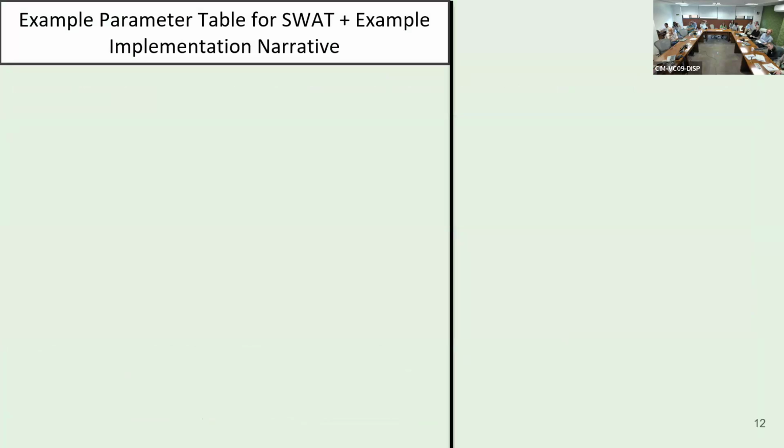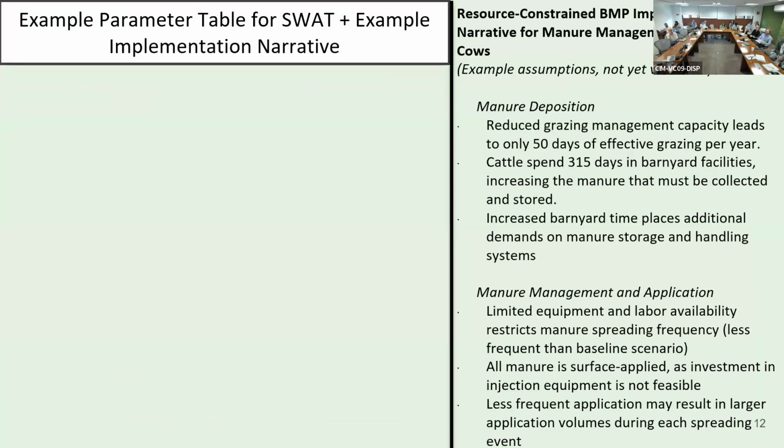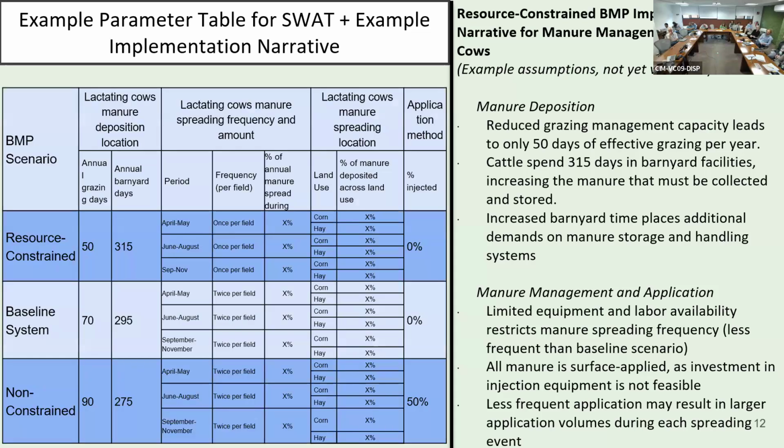So this is the type of thing we're bringing to the farmers. This is like a parameter table. We're running the SWAT model, a hydrological model, and we're trying to get actual quantitative feedback from farmers. Before we do that, we take them through a narrative scenario. So, for manure deposition in a resource-constrained environment, if you're managing lactating cows, let's say there's reduced grazing management capacity, you have less ability to manage cows in the fields, and they have to spend more time in the barnyards. Increased barnyard time places additional demands on manure storage systems, and limited equipment and labor availability restricts the amount that you can spread, therefore you have to spread higher manure volumes. When we run this through our models, if they're spreading during rain events with higher manure volumes, you see the water quality impact. But the SWAT model can actually take in a lot of these parameters.